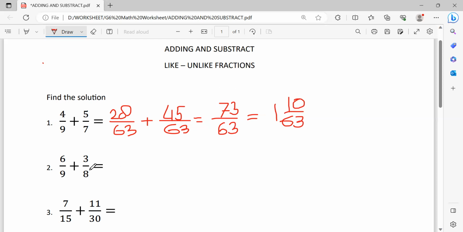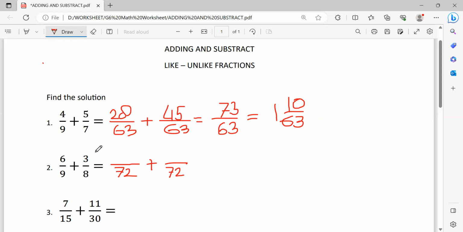Number two, 6 over 9 plus 3 over 8. So, as in number 1, we have to find the greatest common factor of 9 and 8. The greatest common factor of 9 and 8 is 72. So the denominator is 72.